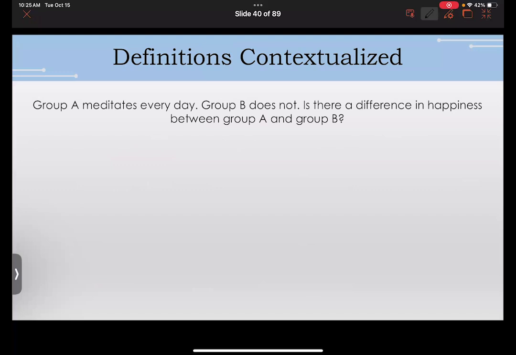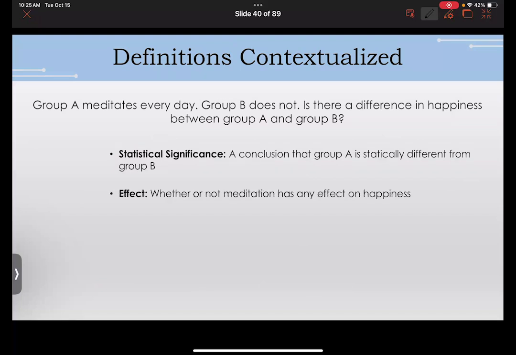Is there a difference in happiness between group A and group B? Statistical significance is the conclusion that group A is statistically different from group B in happiness, right? Effect is whether or not meditation has any effect on happiness, right? It either does or it doesn't out there in the world, right?